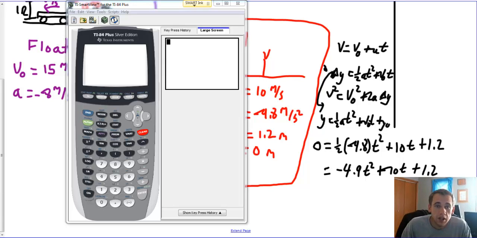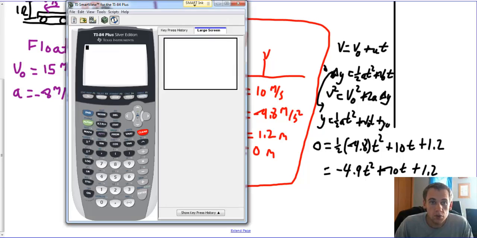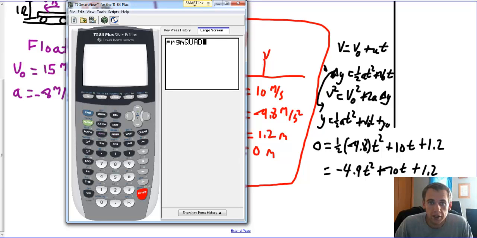You can just let your calculator do the work. On my calculator, I've actually written a program that solves the quadratic for me. If you're interested in getting that program from me, come and get it from me. Okay? I can teach you how it works. Your calculator might also have that program on it as well.